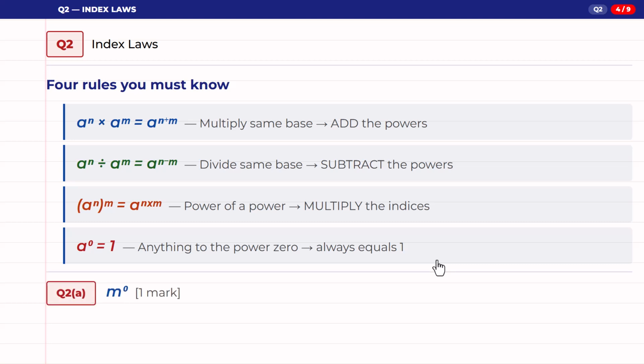Part A. Simplify m to the power 0. 1 mark. Applying rule 4 directly. m to the power 0 equals 1. That is the complete answer.